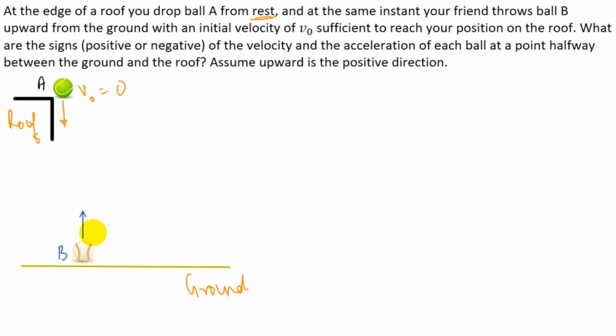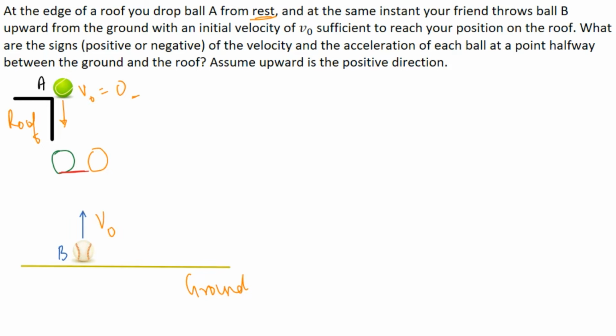Now it is thrown in the upward direction with the initial velocity V0 such that it can reach up to the roof. Now we have to tell the direction of velocity and the acceleration of each ball at a point halfway between the ground and the roof. So halfway would be something here. When this ball reaches here, something like that, and when this ball reaches here, something like that. Now we have to tell the direction of velocity and acceleration for both of these two balls.